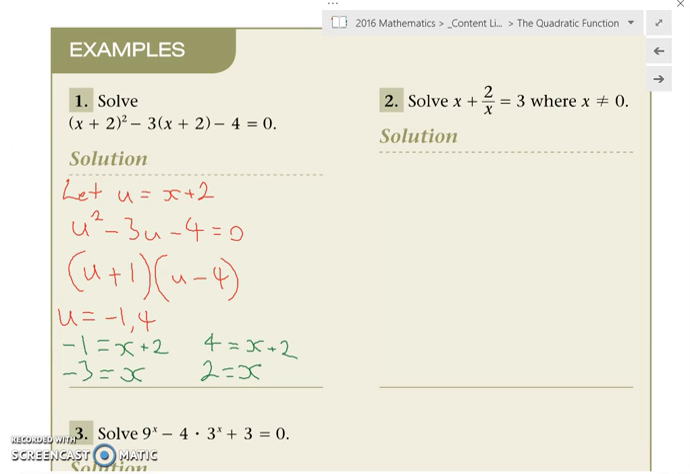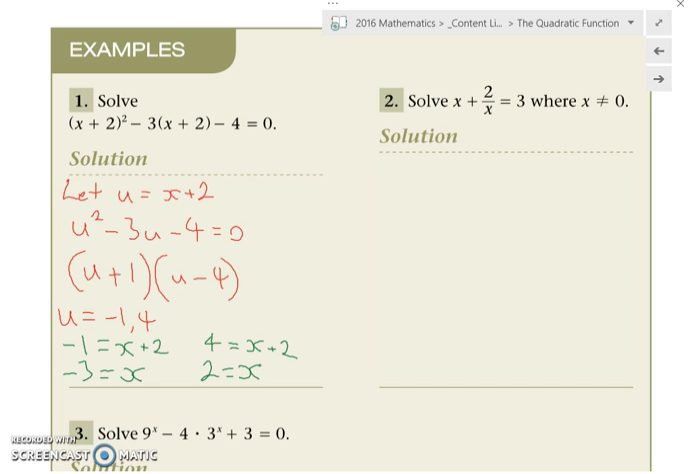All right, I'm actually going to continue the video while I do this second one. So the second one says x plus 2 over x equals 3, where x does not equal 0. x can't equal 0 because we're not going to divide by 0. All right, so what are we going to do? This is not quite the same as the one we've just done. It will look similar, but it's not going to work quite the same. What are we going to do?